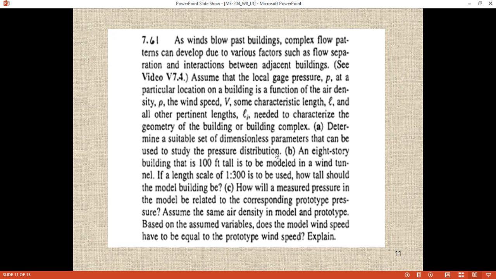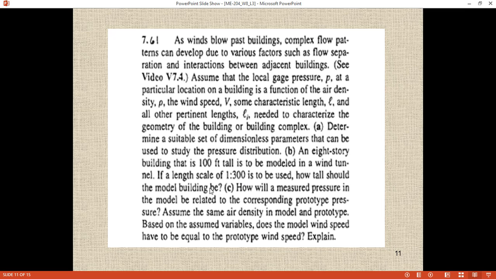First of all, we have to determine the number of pi terms by using the dimensionless pi theorem. And now case 2, which relates to a practical problem. An 8-story building that is 100 feet tall is to be modeled in a wind tunnel. If a length scale of 1:300 is to be used, how tall should the model building be?